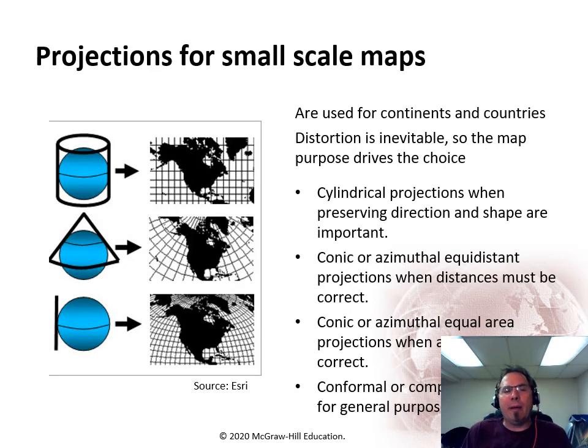For small scale maps that cover large areas, this is where most of this really takes precedence. So for example, cylindrical projections if you're preserving direction and shape, conic or azimuthal for distances. For example, airline pilots, my dad was a pilot most of my childhood. He had maps that preserve direction because you don't want to be going the wrong direction when you're flying. So it all depends on the use of the map.